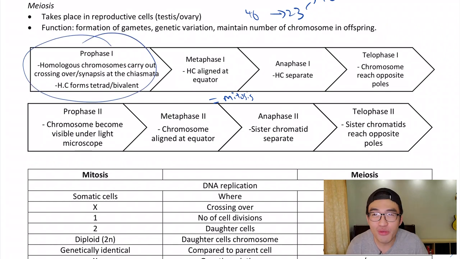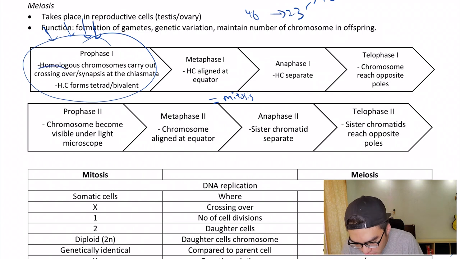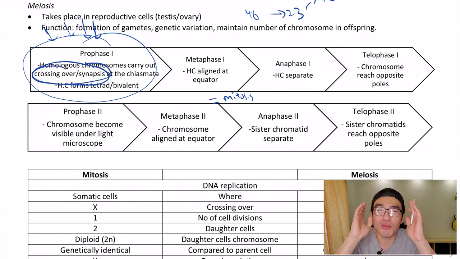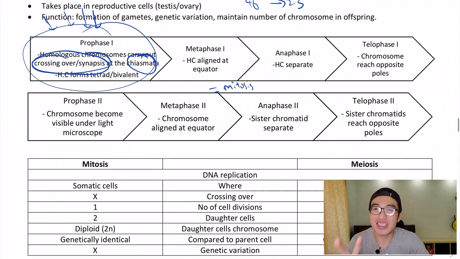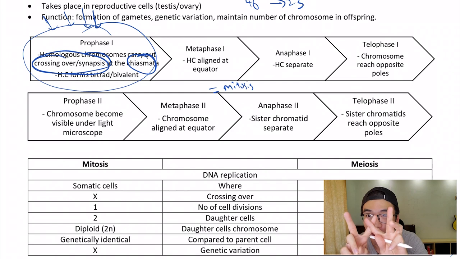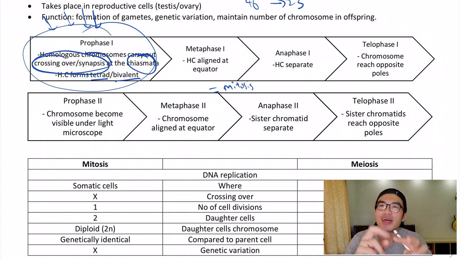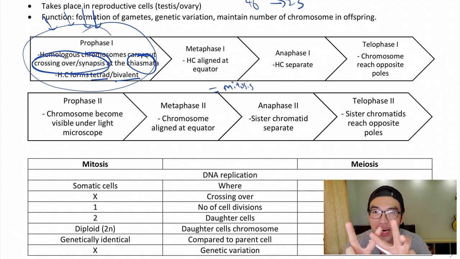1. This is the most important phase that you should know because there are a few words here. Number one, homologous chromosomes, they will do something called crossing over or synapsis. This is the most important keyword that you should know. The point where they do crossing over, that is what we call chiasmata, whatever you want to call it. And of course the shape they form is what we call tetrad and bivalent. Quick revision: the process is crossing over, synapsis, the place is called chiasmata, the shape is called tetrad, bivalent.